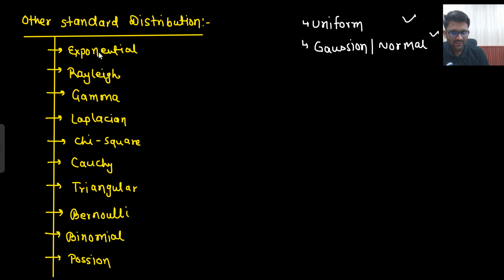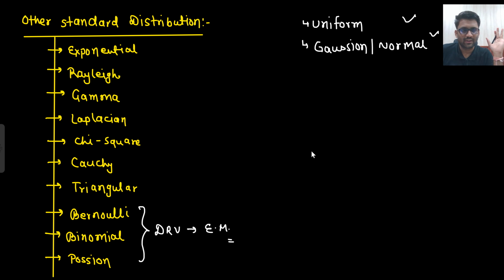Okay. Now there is something called exponential distribution, Rayleigh distribution, gamma, Laplacian, chi-square, Cauchy, triangular, Bernoulli, binomial, Poisson. So they are also important, but they are with respect to discrete random variables, and you will study it in engineering mathematics. Okay, so don't worry about that. Very simple, like basic probability in class 12th as well you have studied it. Do you remember that problem which we used to solve with respect to the probability, with respect to P and C, right? There was something called binomial distribution. There was something called Poisson distribution as well. So those you will study in mathematics. Don't worry about that. Okay.